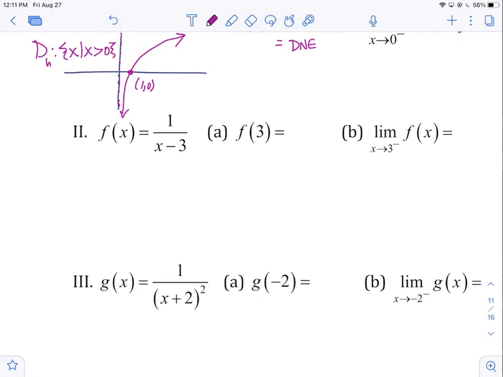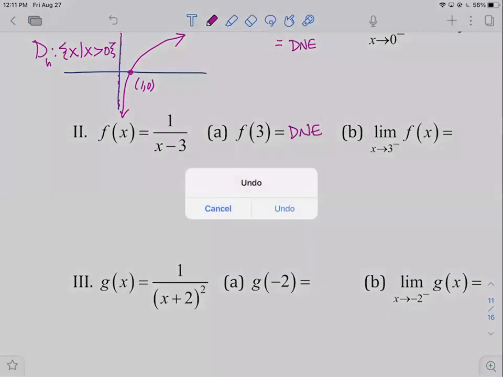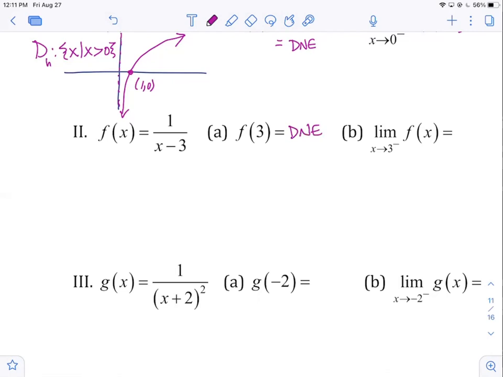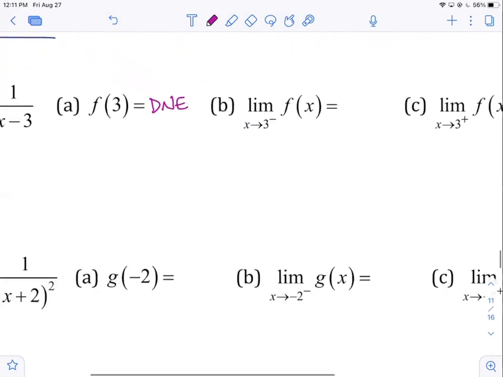Okay? What is f of 3? It does not exist. Good. There is no bridge there. It's not in the domain. Okay? What would be the limit from the left of 3? Very good. I'm going to put the safe answer down here.